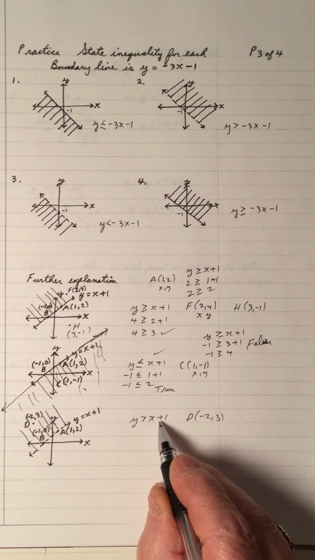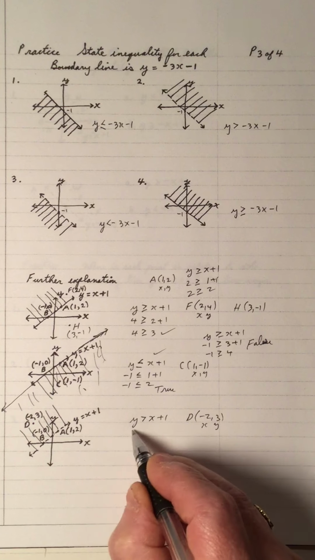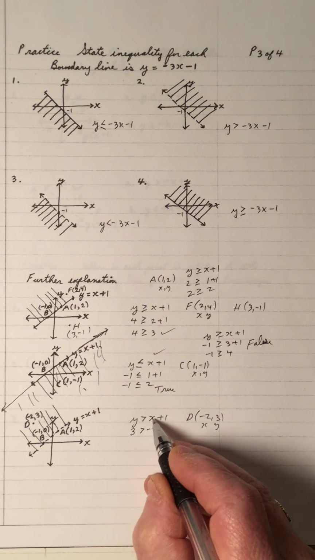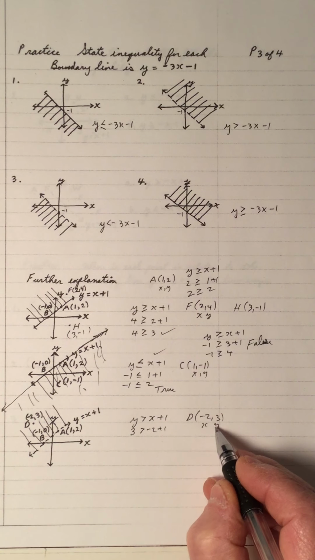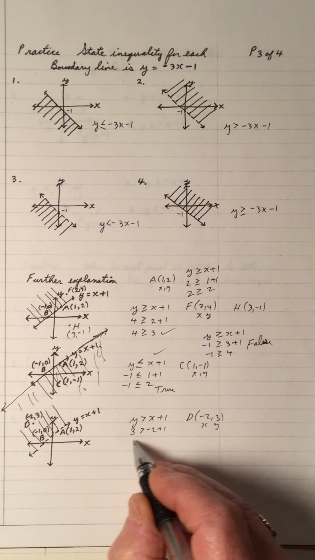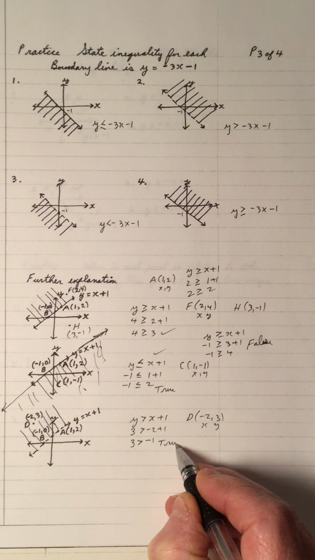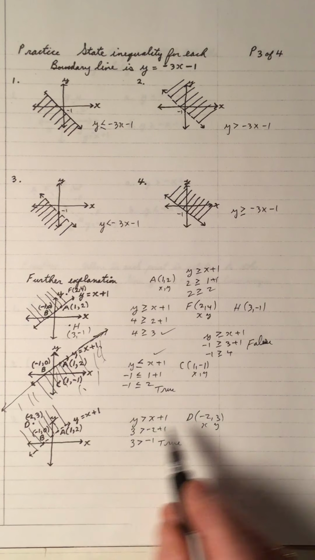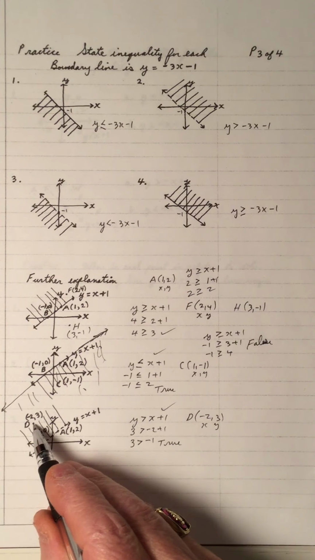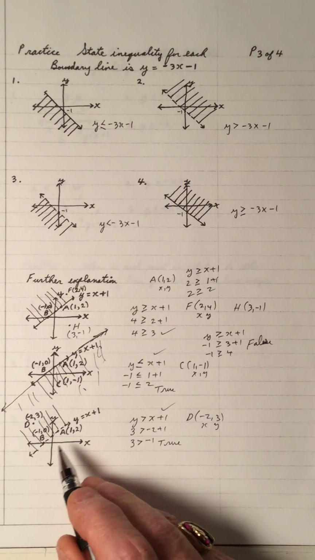So do I have the inequality correct? Let's see. Y is 3, greater than or equal to, x is negative 2. So I have y is 3, done. X is negative 2, done, subbed in. 3 is greater than negative 1, true. So this point makes the inequality true, so I know I have the right inequality. Notice this point D is not on the line. There's no equal sign here.